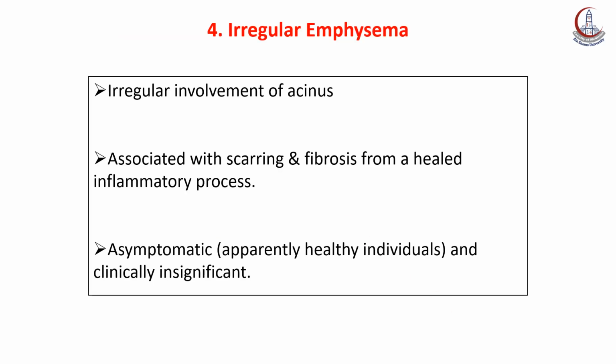Irregular emphysema is an irregular involvement of the acinus associated with lung scarring and fibrosis from a healed inflammatory process. The patient is asymptomatic and it is clinically insignificant.